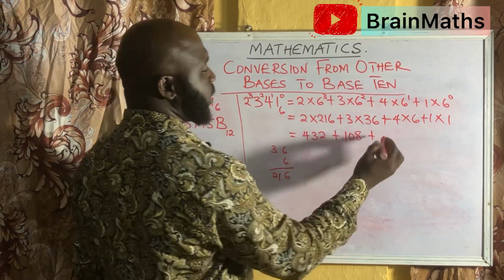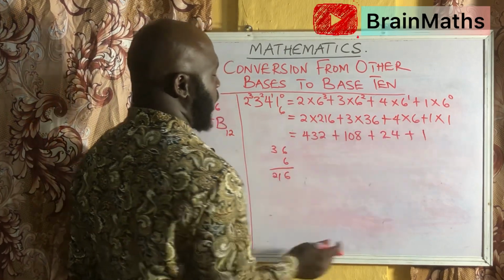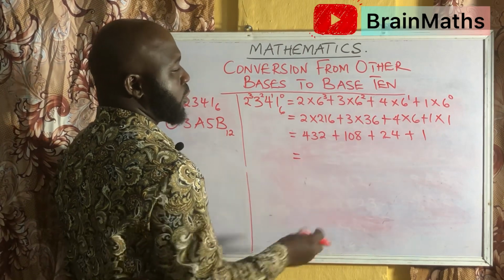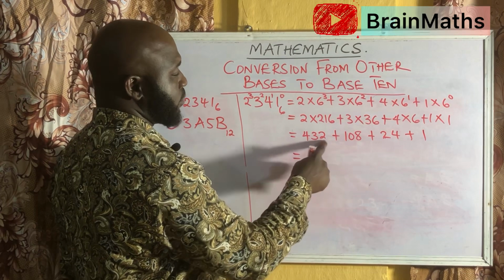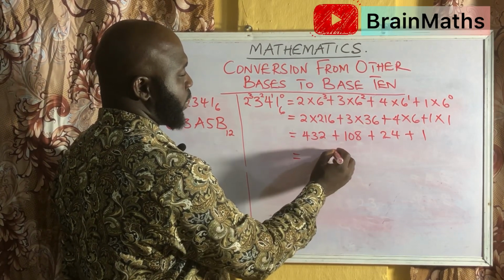Plus 4 times 6, 24. Plus 1 times 1, 1. So you try to add all these numbers together. So we have 1 plus 4, 5. Plus 8, 13. Plus 2, that is 15.